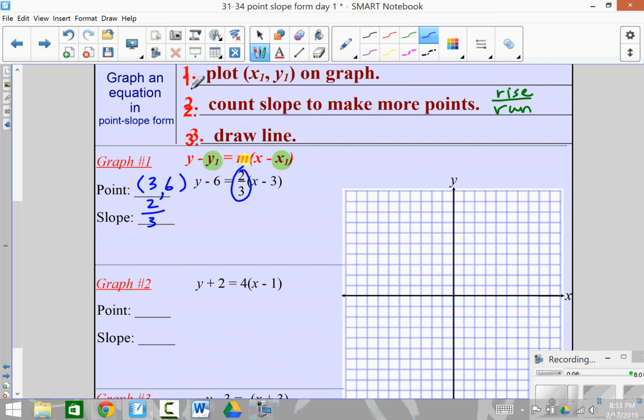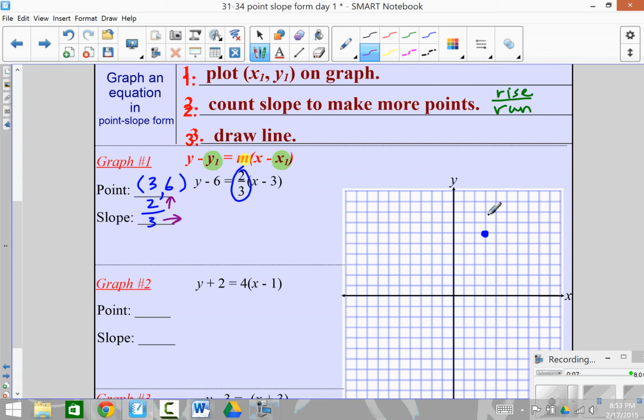My first step says plot the point x1, y1. Well, there's my 3, 6. I'm going to plot that ordered pair here. So I'm going to go over to my graph here, plot 3, 6. So 1, 2, 3. 1, 2, 3, 4, 5, 6. There's my first ordered pair. Second step, count the slope to make more points. Rise over run. So my slope is 2/3. So I'm going to rise 2, run 3 from the actual point I already have plotted.